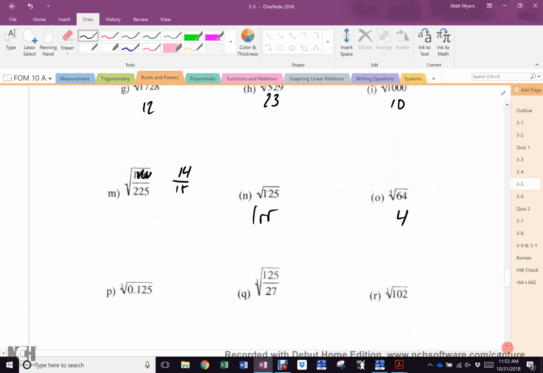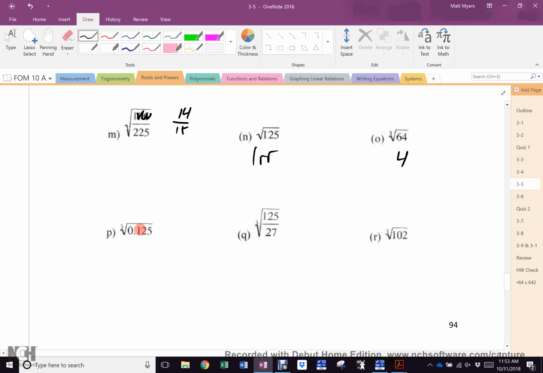This one messed up a lot of people in the other class. Because isn't that 125 over 1,000? What's the cube root of 125? It's on our list, 5. What's the cube root of 1,000? 10. 5 over 10 is 1/2 or 0.5. What's the cube root of 125? 5. What's the cube root of 27? 3. Done. And this one, irrational.